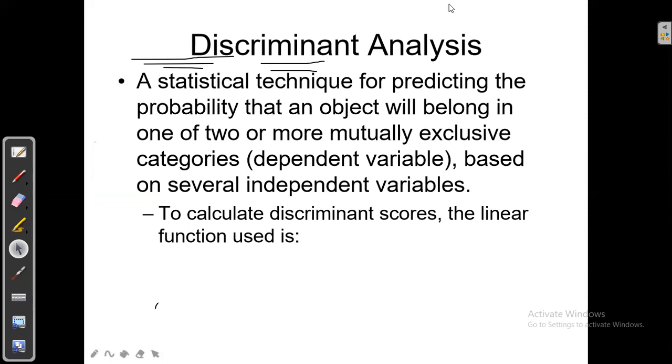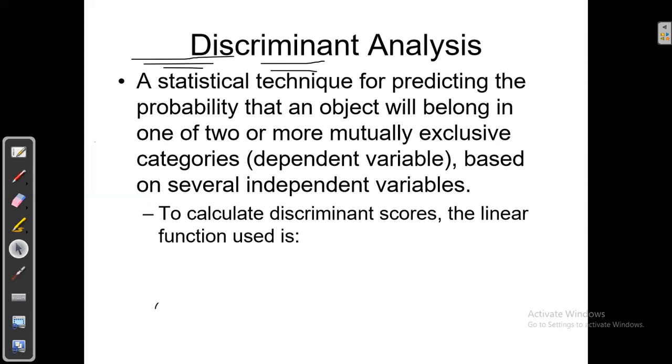Now, discriminant analysis is another dependence technique. Why is it called a dependence technique? Because in discriminant analysis, you also have to consider one of the variables as dependent and a number of other variables as independent. But the purpose for which discriminant analysis would be used is a little different from what you do in ANOVA. In discriminant analysis, the dependent variable would not be quantitative, it would be qualitative, categorical.